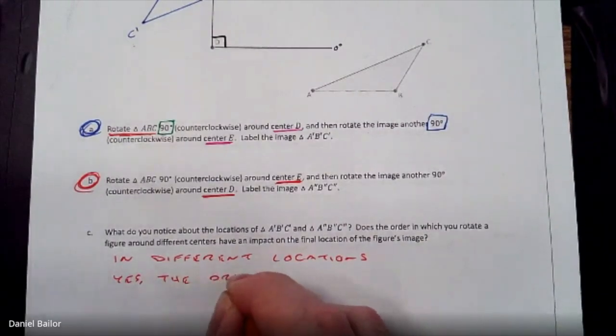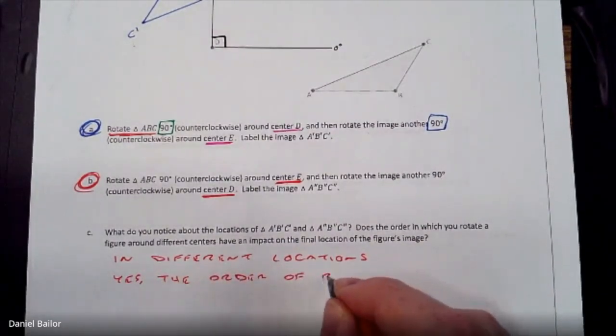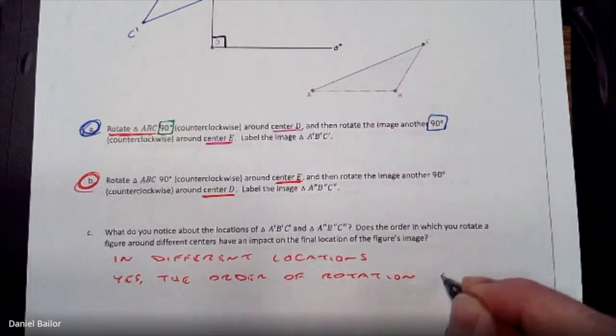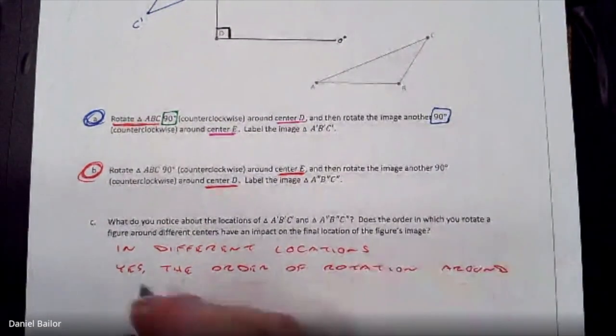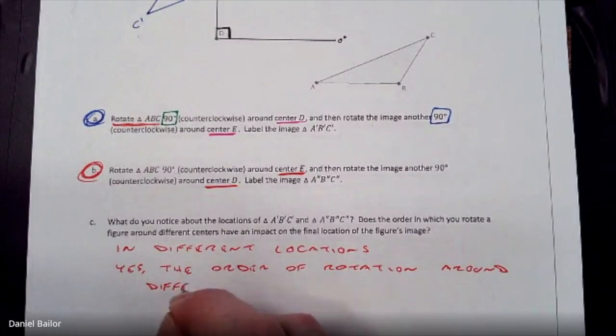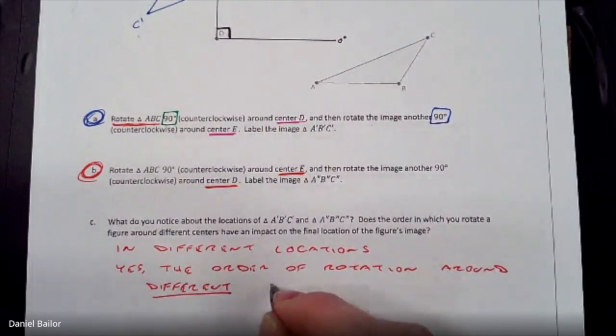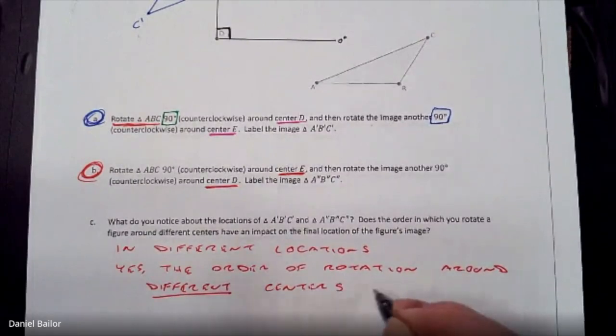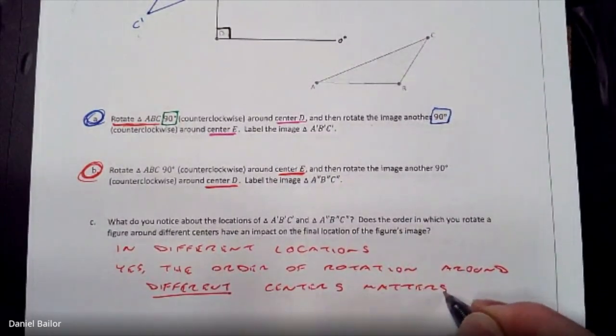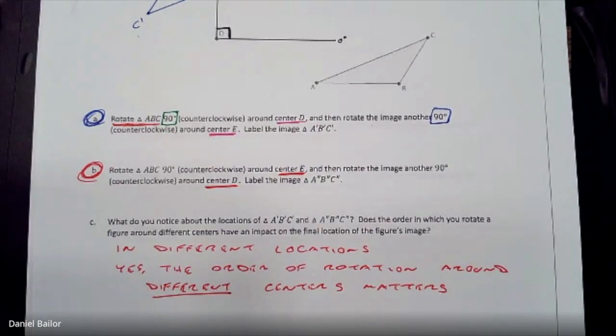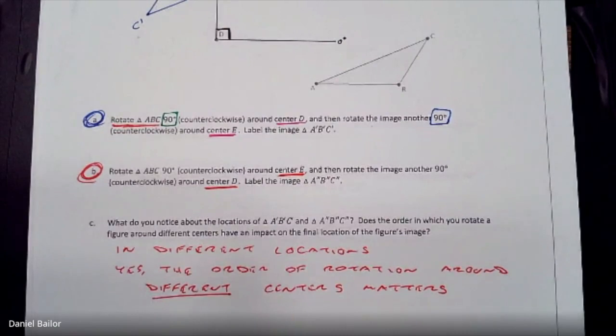The order of rotation around different centers matters. The order of rotations around different centers matters. It matters if you did D or E first. It matters. And that is the property we observed. That is the property we're going to add to our notes.